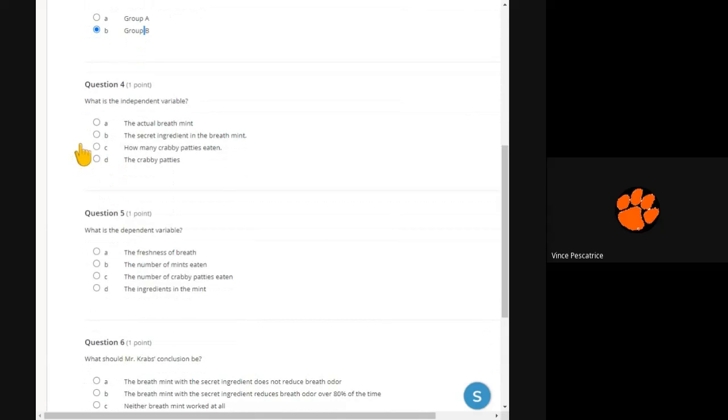All right, so I hope that cleared that up, because we were on the wrong path beforehand. All right, next up, the independent variable. What is the thing that Mr. Krabs is changing? What's the thing that he changed about the mint? Was it the mint, the ingredient, how many Krabby Patties, or the Krabby Patty ingredients themselves?